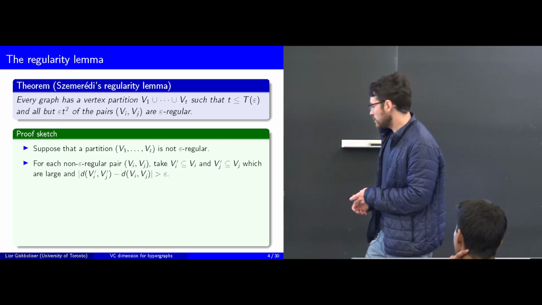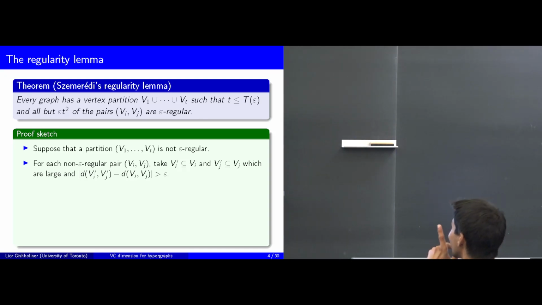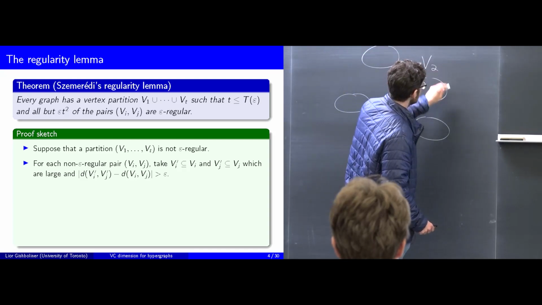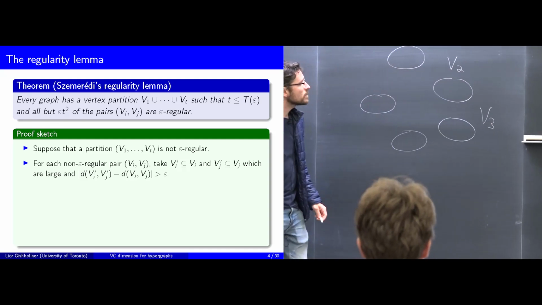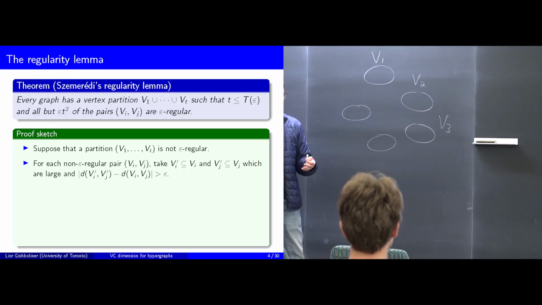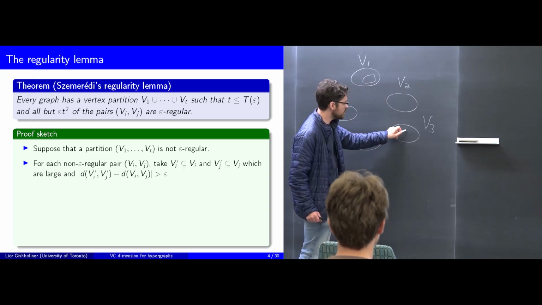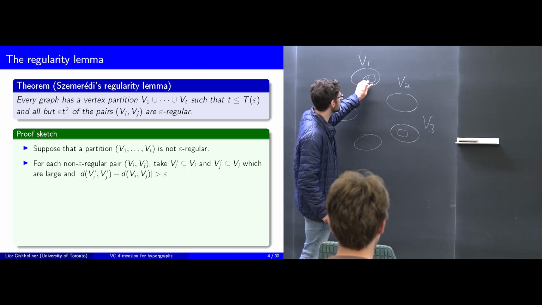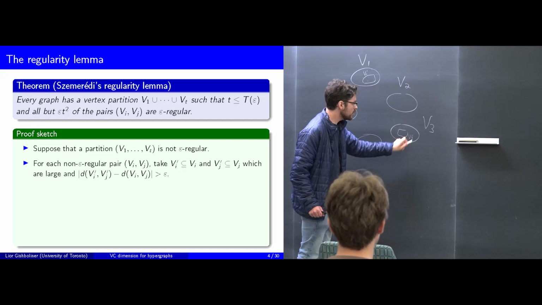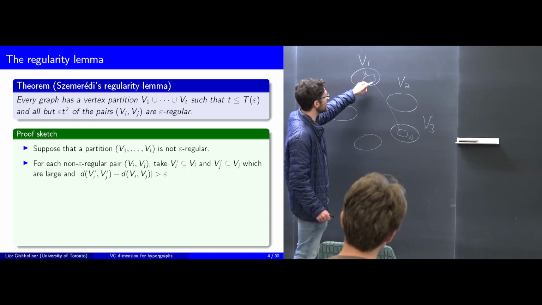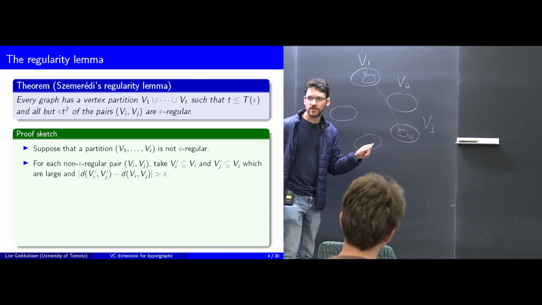So we do the following. Let me maybe draw a bit. So if it's not regular, we have these parts, V1, V2, V3, and so on. And the fact that it's not regular means that we have many pairs which are not regular. So maybe V1 and V3 is not regular. This means I can find a pretty big chunk here and a pretty big chunk here. Let's call them V1 prime and V3 prime. And the density between V1 prime and V3 prime deviates a lot from the density between V1 and V3.